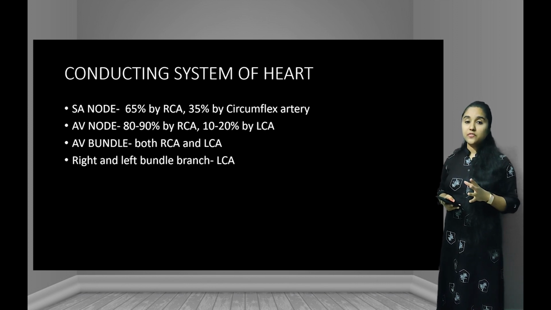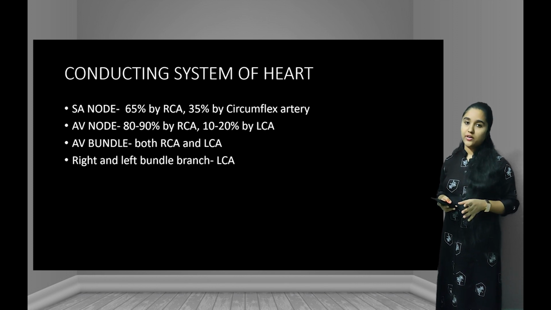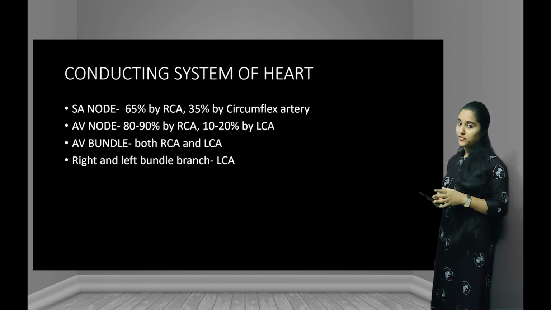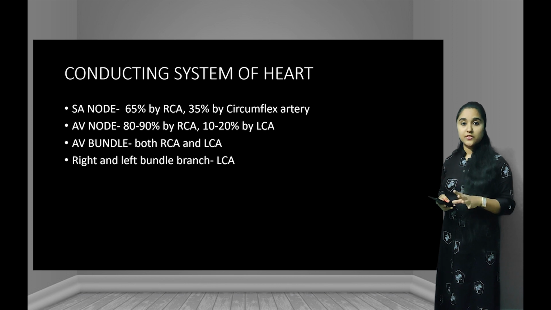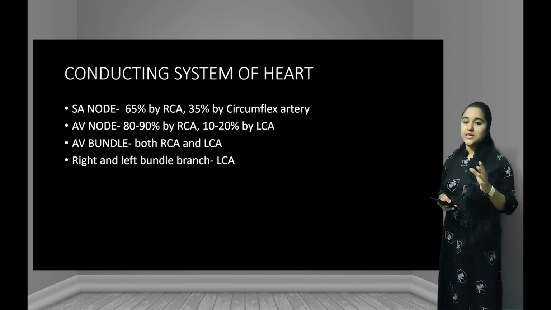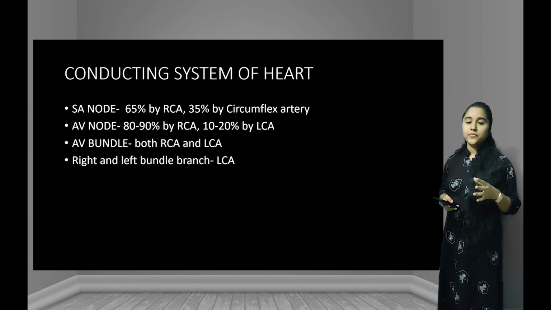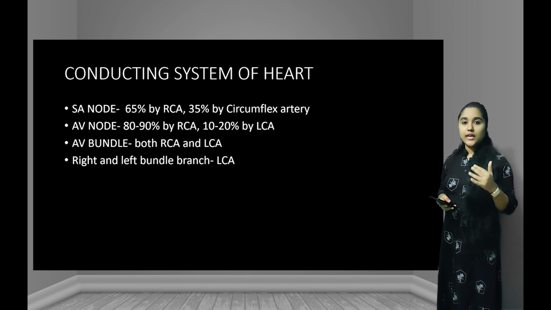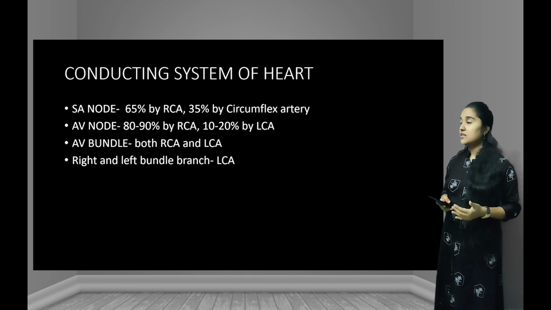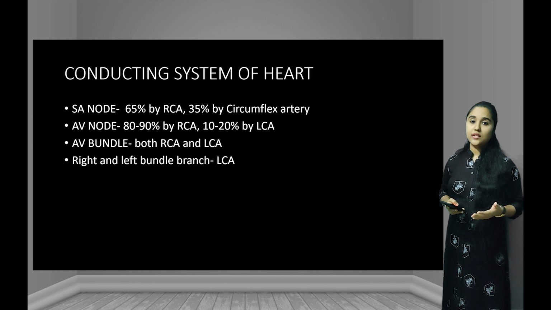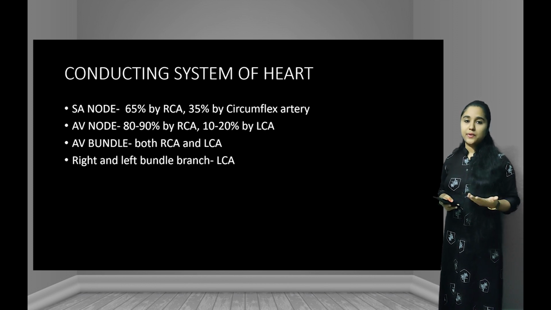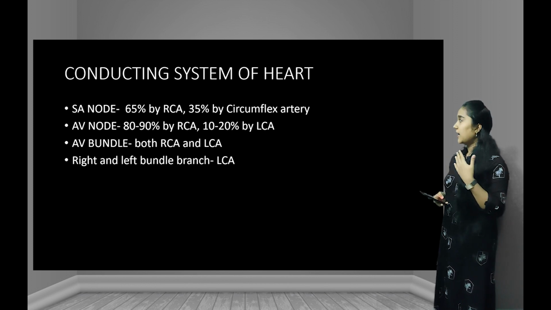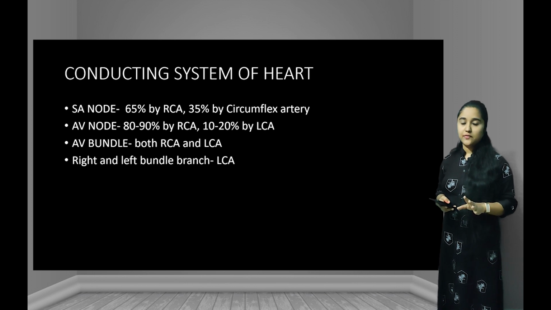In 65% of cases, the SA node is supplied by the right coronary artery, whereas in 35% of cases, it is supplied by the circumflex artery. So that means right and left coronary artery supply it almost equally. Now, in the AV node, in 80 to 90% of patients, it is supplied by the right coronary artery, and in 10 to 20% it is supplied by the left coronary artery. The AV bundle is supplied by both right and left coronary arteries.